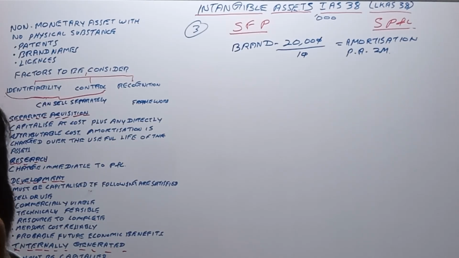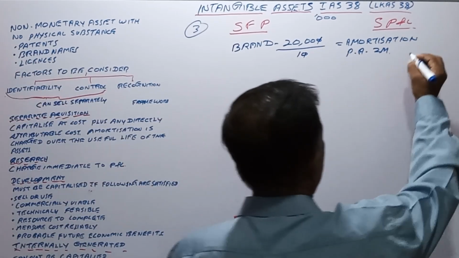Here, they bought a new brand name on 1st July 2010 for 20 million. The estimated useful life of the brand name was 10 years. A brand specialist valued the brand at a fair value of 22 million on 1st July 2022, after 2 years. Here there is no active market.